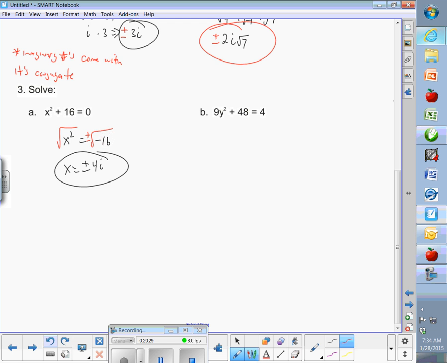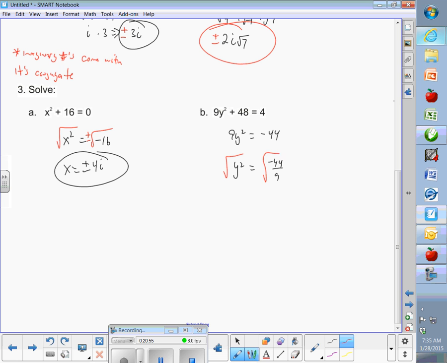Look at B here. Again, if you want to do this on your own, go ahead and pause the video, and you can do this on your own. Let's go ahead and move the 48. So you get 9y squared equals negative 44. Let's go ahead and move the 9. You get y squared equals negative 44 divided by 9. You have now isolated the squared term, and you're ready now to take the square root of both sides, right?